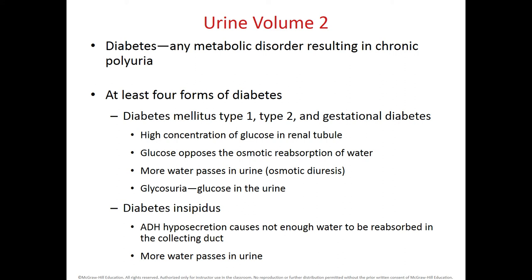The name insipidus comes from meaning tasteless. Greek doctors in the times of Socrates and all those philosophers used to taste urine to diagnose patients. So whenever the urine tasted sweet, they classified it as diabetes mellitus. And whenever the urine that they tasted didn't have this sweet taste, they classified it as insipidus because it was tasteless.